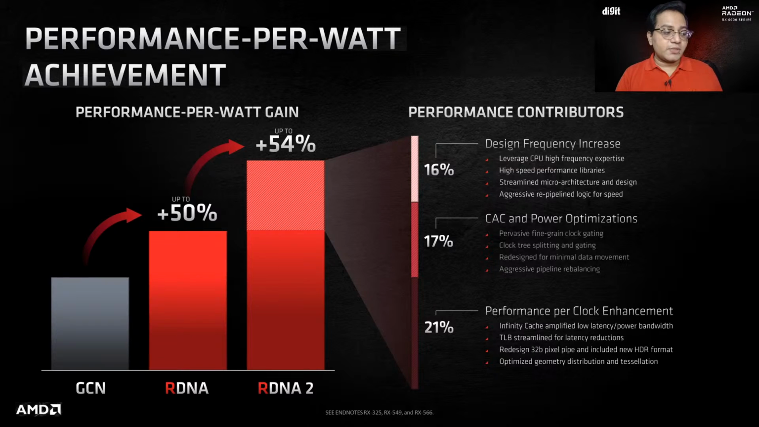Here we see that when AMD moved from GCN to RDNA, there was a 50% gain in performance per watt, and then the move from RDNA 1 to RDNA 2 saw an additional 54% performance per watt gain. And on the right side of this particular slide, you can see all the different features that contributed to this particular increase. You can see the design frequency increase, the power optimizations, and the per clock performance enhancement that came into play with RDNA 2. Also, the features that we spoke about, there is Infinity Cache, also comes into this particular order.